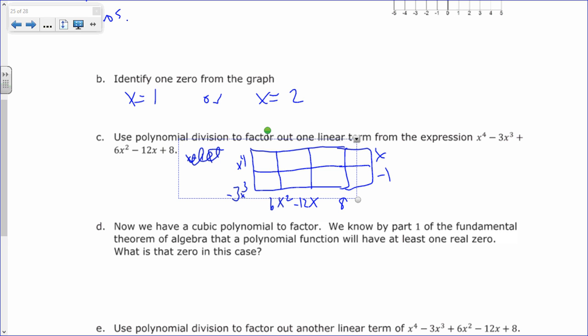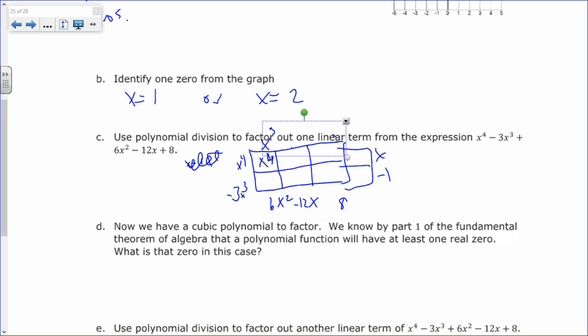So we know that this must be x cubed, because x cubed times x equals x to the 4th. Sorry, I'm writing it in the wrong spot. So that's x cubed up there. So that means this is negative x cubed, so this has to be negative 2x cubed to make it a negative 3x cubed.